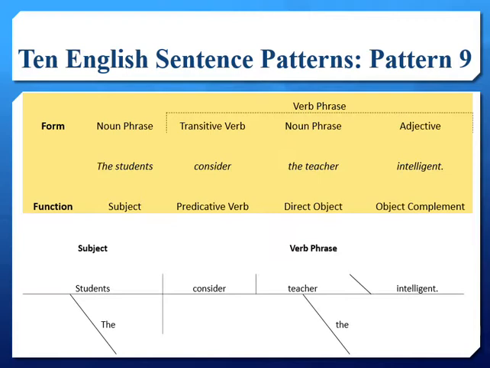Another way of thinking about object complements is to think of the direct object, the teacher, and the object complement, intelligent, as a way of saying that the teacher is intelligent. Object complements do two things in sentences. Number one, the object complement completes the meaning of the verb. And number two, the object complement describes the direct object.